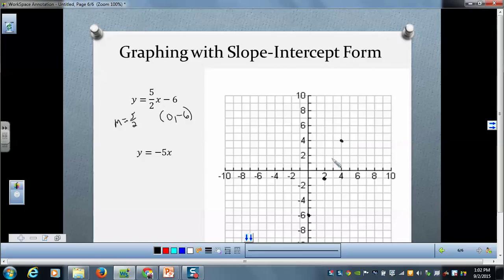And notice I knew right away because it did not fall in line with my first 2 points, which is why we do 3 points instead of 2 points, just in case you miscount somewhere. And then there's our line.